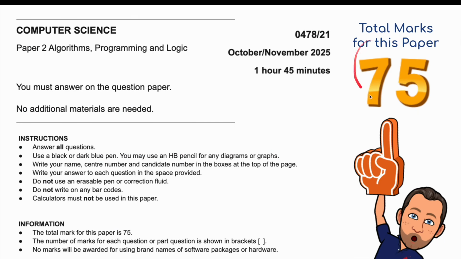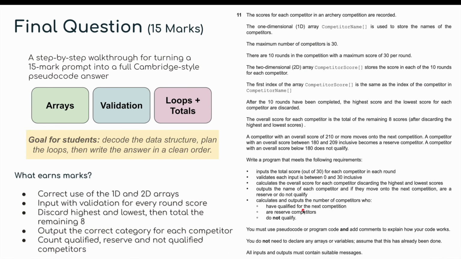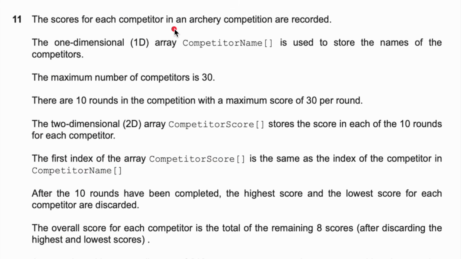As you know, the paper is worth 75 marks and this final question, the pseudocode one, is worth 15 marks. Here it is. I'm going to read this to you. The scores for each competitor in an archery competition are recorded. The one-dimensional array, 1D array, contains competitor name. This is used to store the names of the competitors. The maximum number of competitors for this competition is 30. There are 10 rounds in the competition with a maximum score of 30 per round.